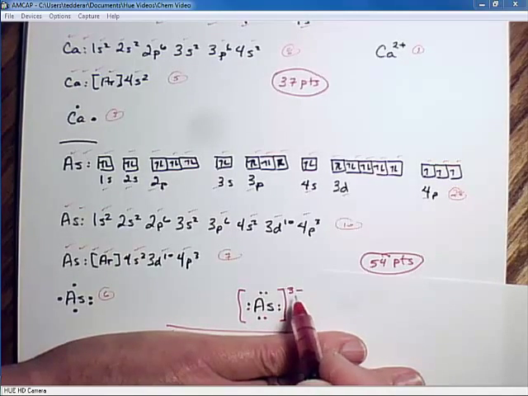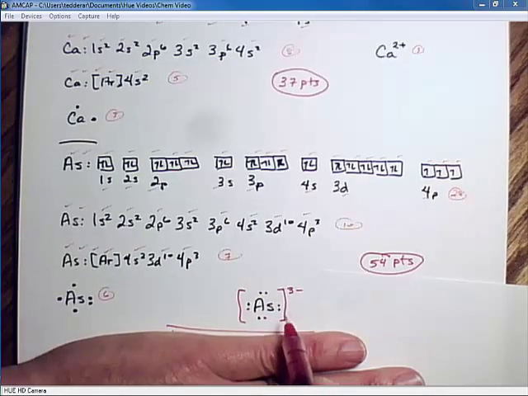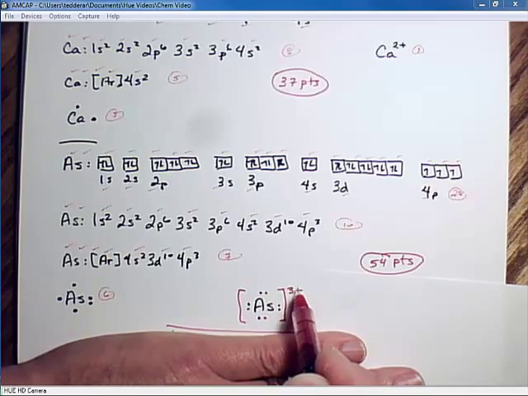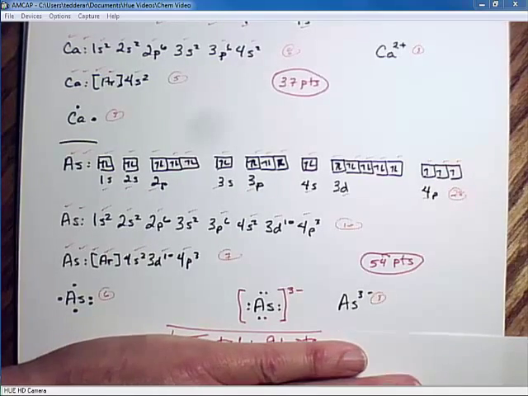That gives you a 3 negative charge. Arsenic, the atom, had 33 protons and 33 electrons. This arsenic has 36 electrons, so 3 more electrons than protons. Electrons are negative. That gives you a 3 negative charge. This is also an acceptable formula for the ion of arsenic.